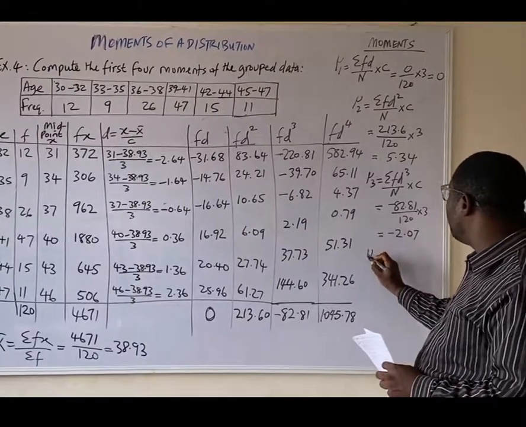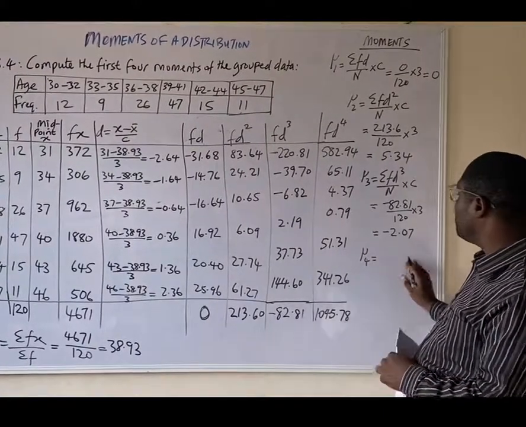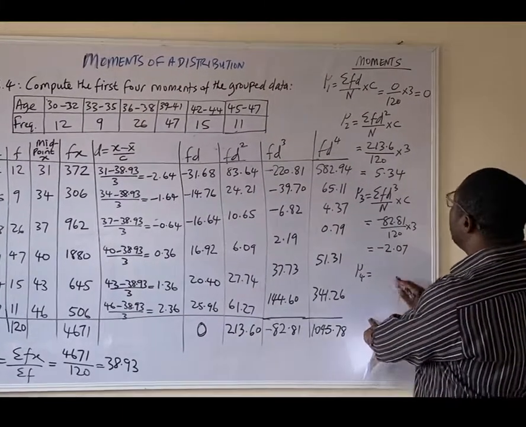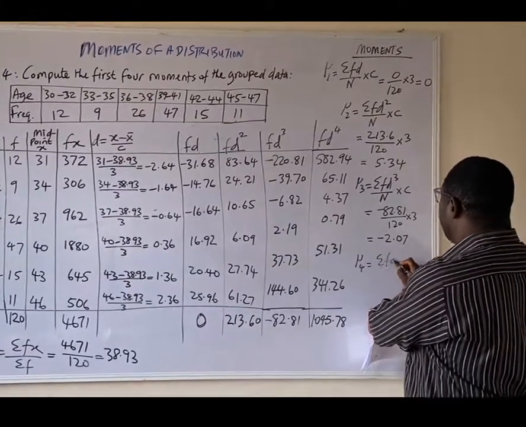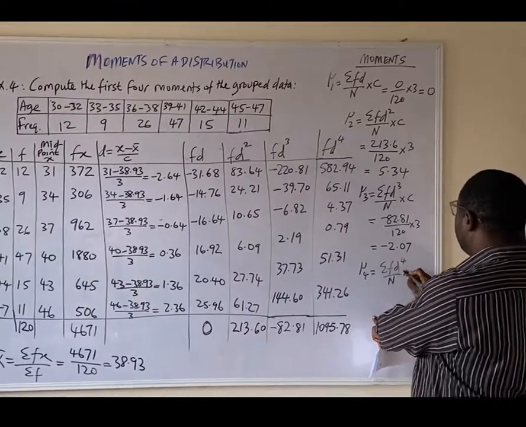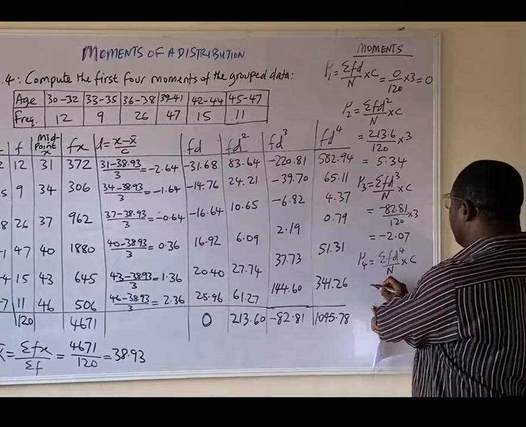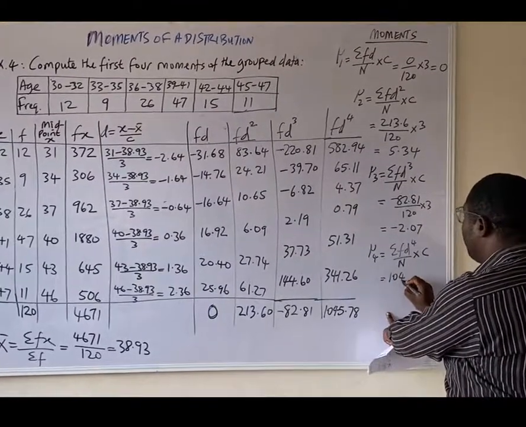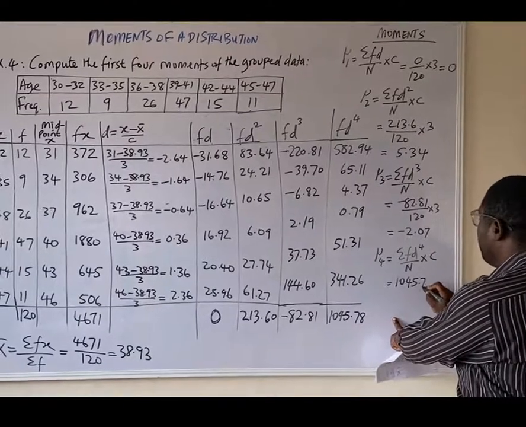Now the last moment is the mean 4, subscript 4, which is given as summation FD raised to power 4 all over n times c. What would that give us? That's going to give us 1045.78.